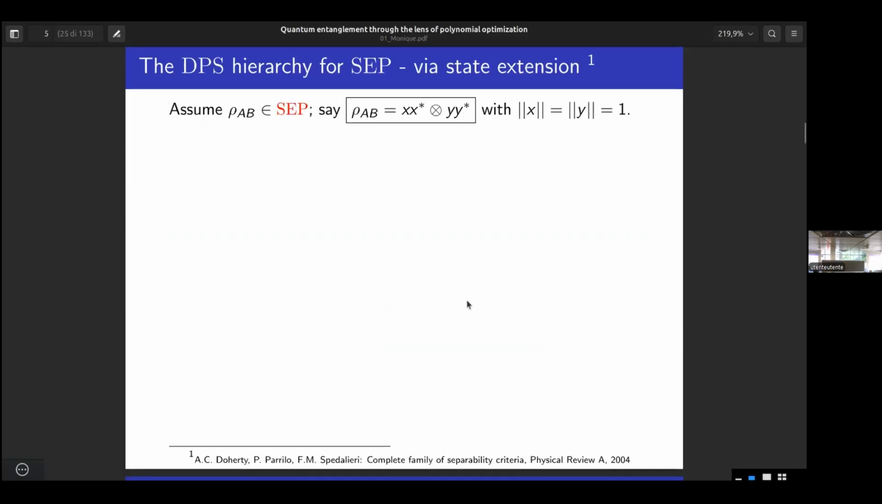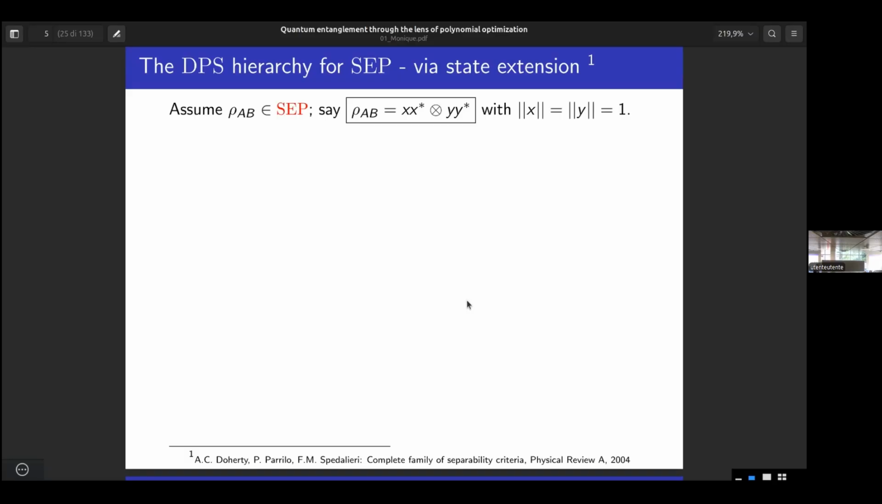Okay, so I guess maybe not everybody is familiar with the DPS cone, so I'll give the detailed definition in this slide. This hierarchy is the so-called state extension. Let's start with our bipartite state, rho AB, which is separable. Now if the state is separable, it must satisfy certain conditions, which serve as necessary conditions for characterizing separability. So what are these necessary conditions?